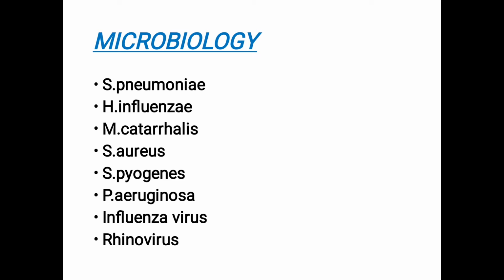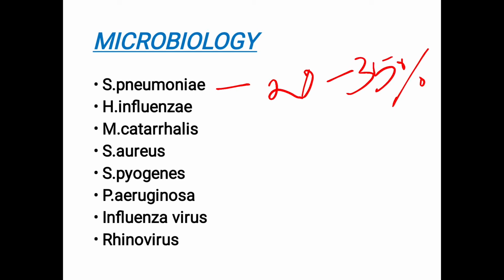Anyway, let us see the most common bacterial causes of AOM. So this is mostly with these first three bacterial agents, that is Streptococcus pneumoniae, Haemophilus influenzae and Moraxella catarrhalis. Among these, Streptococcus pneumoniae is the most common bacterial cause for AOM. So it has an incidence of 20 to 35 percentage. How much? 20 to 35 percentage of the AOM cases are due to Streptococcus pneumoniae.